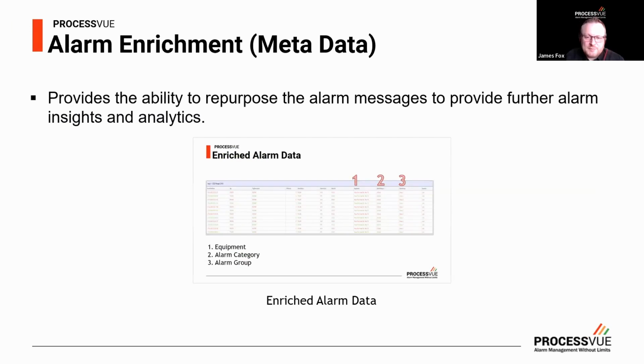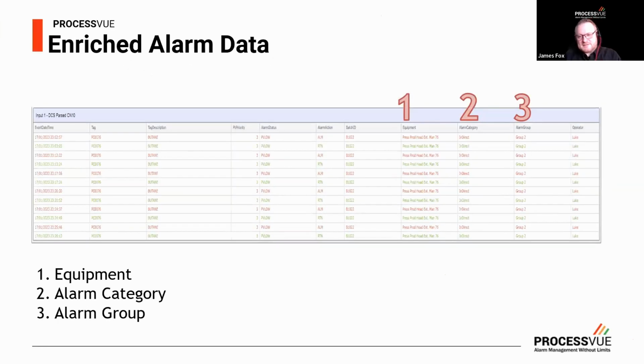On the next slide, we've got that same information that we've now enriched using the new enrichment capabilities. If we zoom into this window, what we can see is that same information, but it's been passed through the ProcessVue parsing engine, and it's also been enriched. So we've got the date and time now in its separate field. We've got the tag, the description, the alarm status, and the batch ID. And what we've also done is we've enriched that alarm information with a number of pieces of metadata.